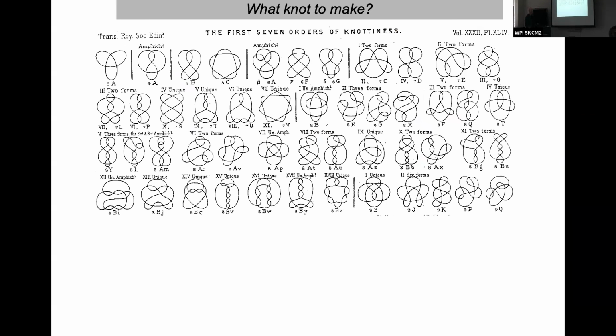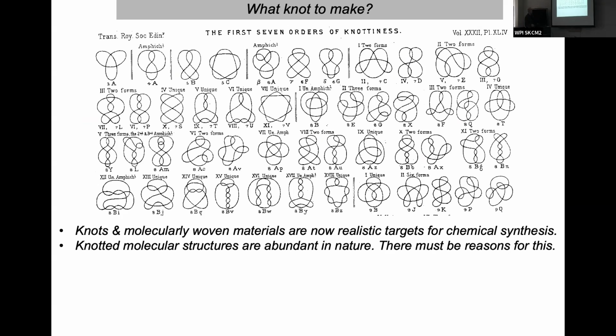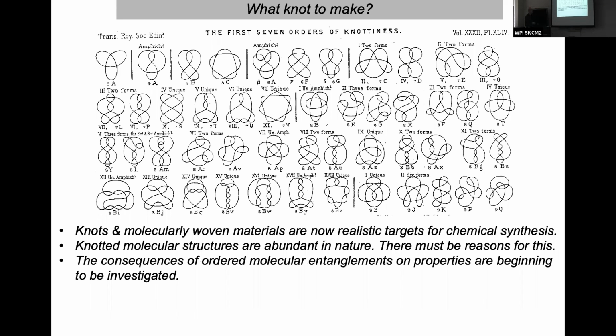Okay, I've used up way too much of my time. I hope I've convinced you that knots and even molecularly woven materials are now realistic targets for chemical synthesis. Knotted structures are abundant in nature at the molecular level. There must be reasons that biology does that. And now that we can make well-defined knots, we can begin to discover the consequences of having orderly molecular entanglements in materials.